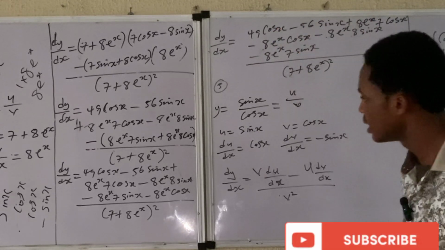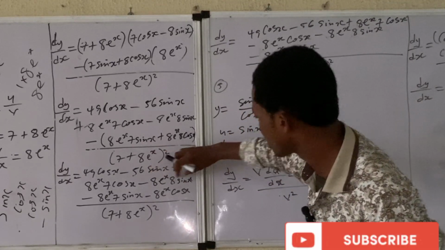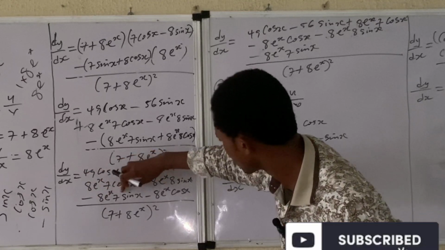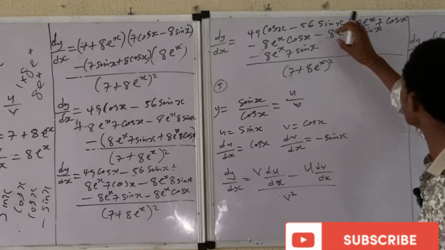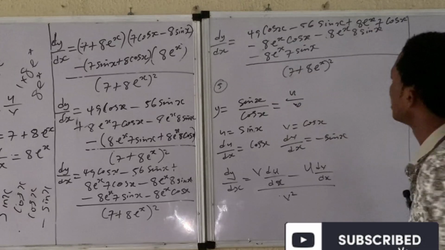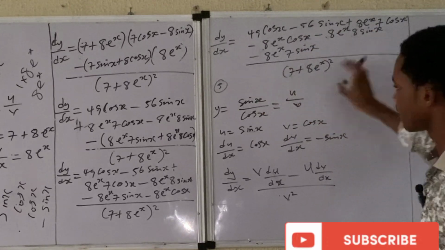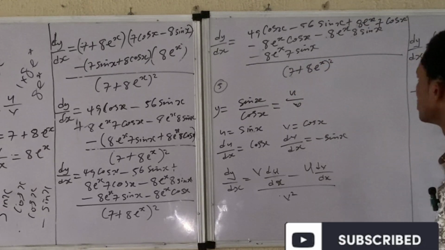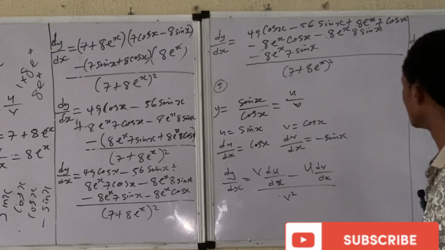We also have negative 8 exponential x, 8 sin x, and negative 8 exponential x, 7 sin x. So these are the same, so we place them in the same place. Negative 8 exponential x, 8 sin x, negative 8 exponential x, 7 sin x, all over 7 plus 8 exponential x raised to the power of 2. So this is it for you. This is our final answer for this question.